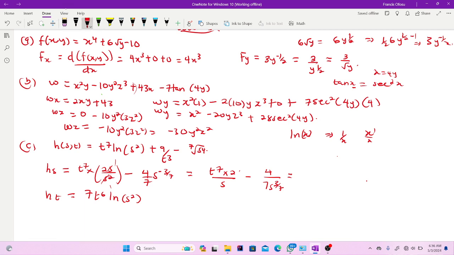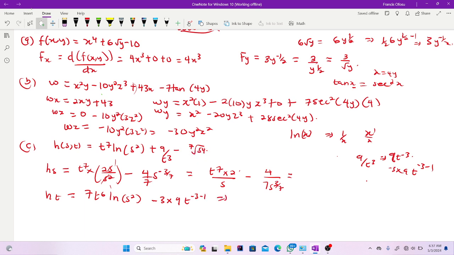So when I have 9 over t cubed, this is the same as 9t to the power negative 3. So with this one, I'm going to have negative 3 by 9 t to the power negative 3 minus 1. There is no t here, so here it is 0.